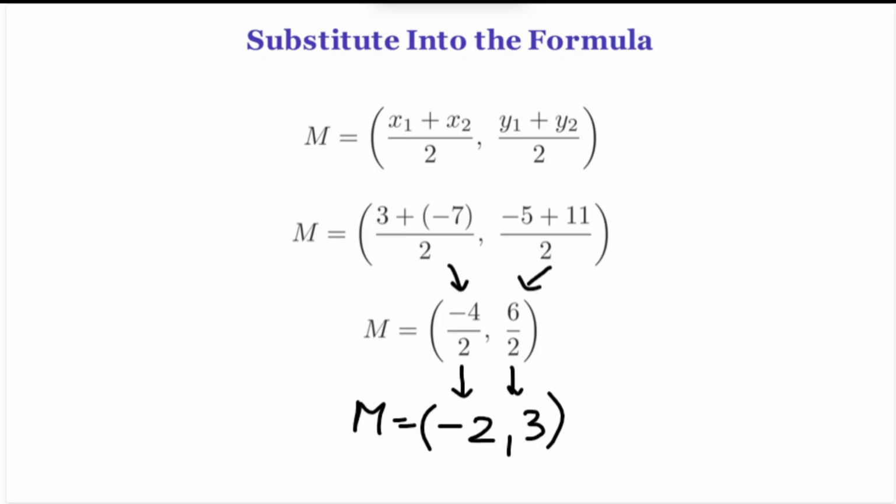That is our x-coordinate. -5 plus 11 is 6. 6 divided by 2 is 3. That is our y-coordinate. So the midpoint is (-2, 3).